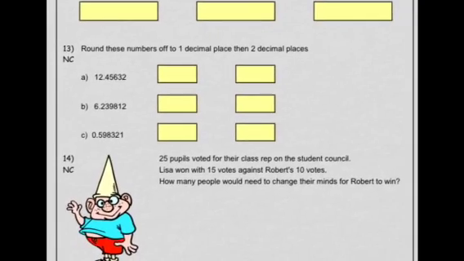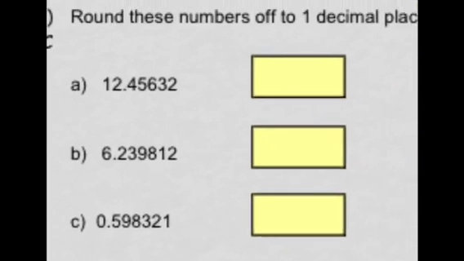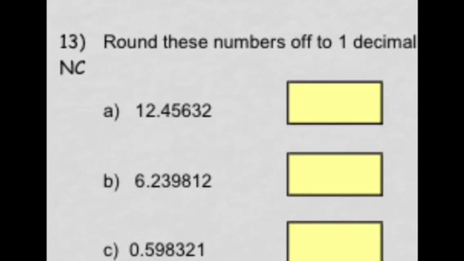Question 13, round these numbers to one decimal place. So the first one, 12, let me make it a bit bigger, 12.45632. To one decimal place, I'm going to imagine my line is drawn there. I'm going to look at this number. Now because this number's a 5, then this number here is going to jump up 1. So it's going to be 12.5.